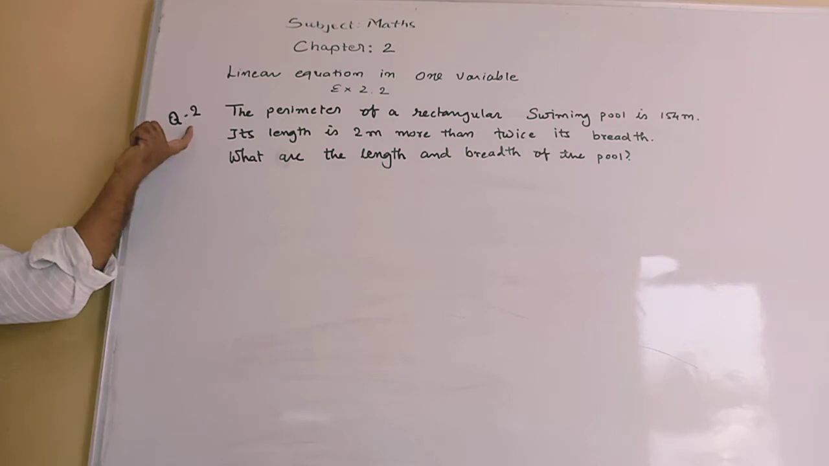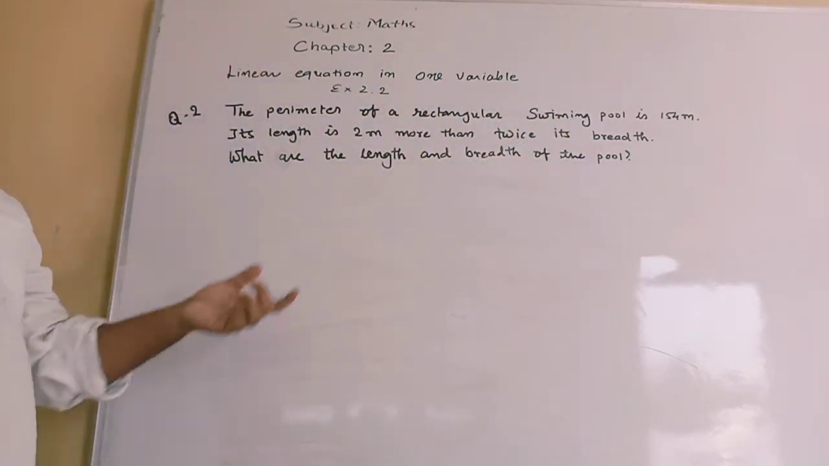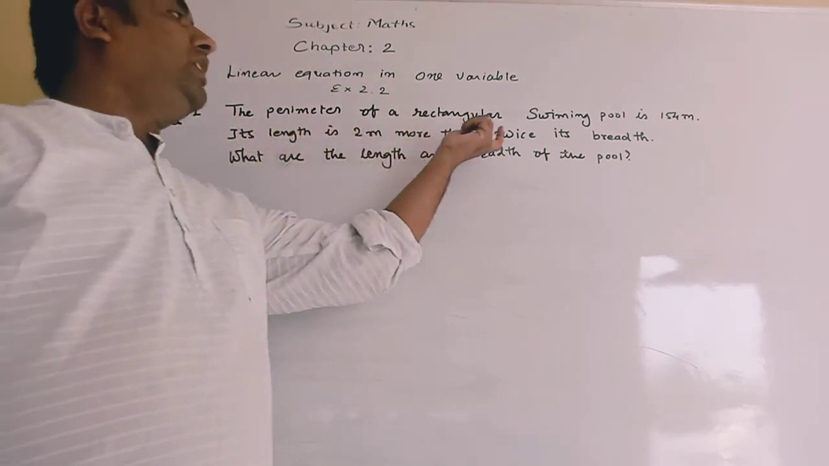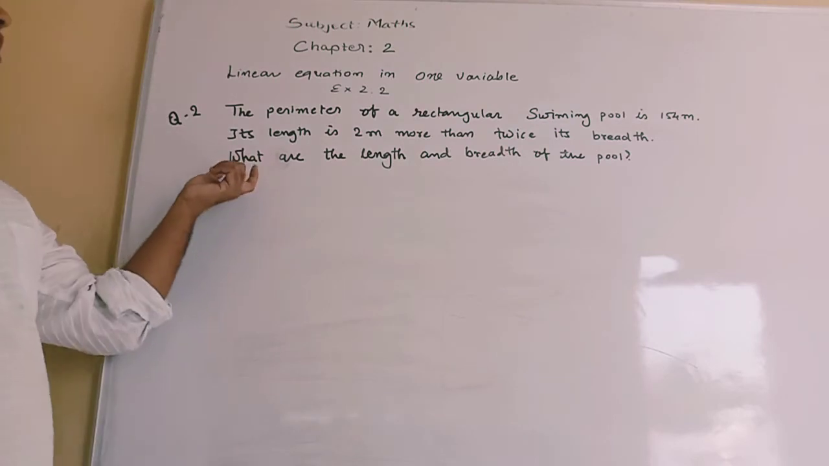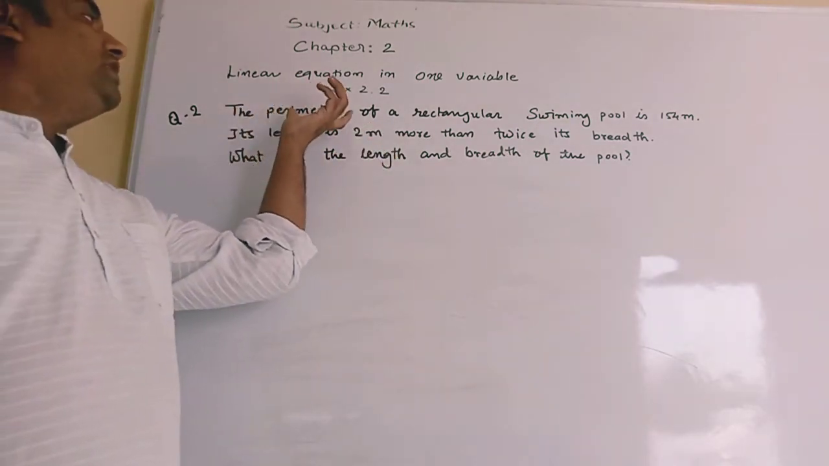Now we are given the second question. The perimeter of a rectangular swimming pool is 154 meters. Its length is 2 meters more than twice its breadth. What are the length and breadth of the pool? So here the question is about perimeter.